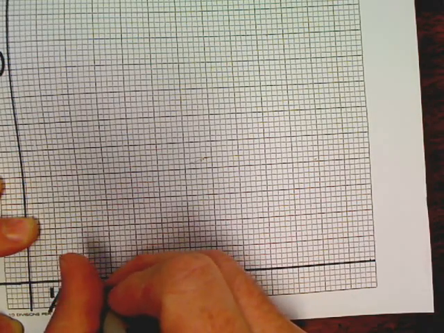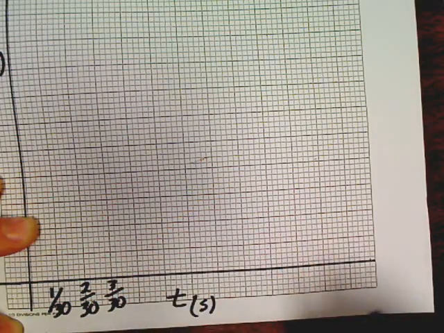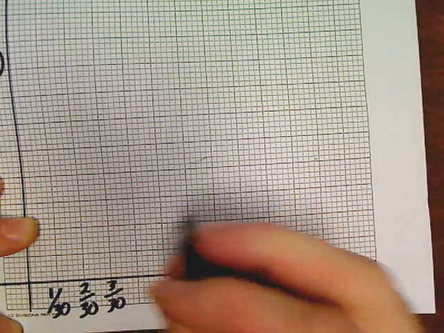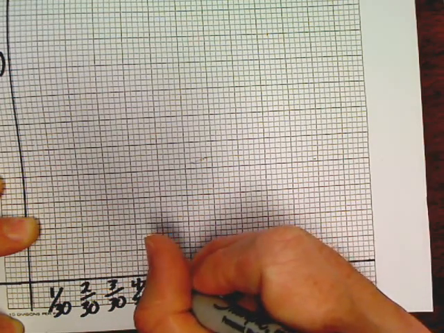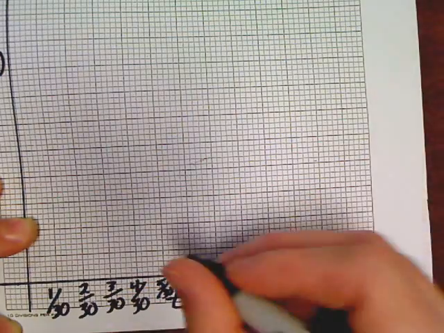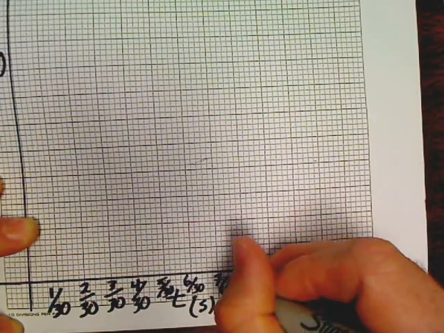So that would be a 30th. This would be 2/30ths, 3/30ths. And yes, I know that reduces to 1/10. Please don't remind me of that. I'm doing this for ease of graphing. 4/30ths, 5/30ths. You should be writing much smaller. 6/30ths, 7/30ths.